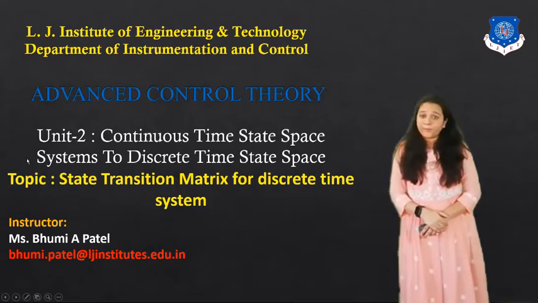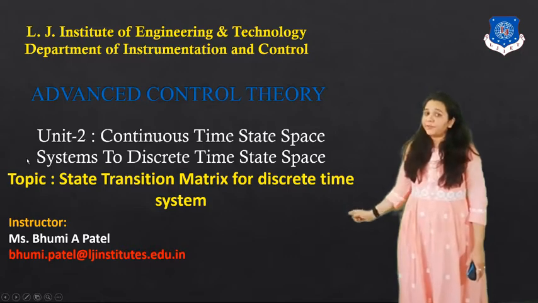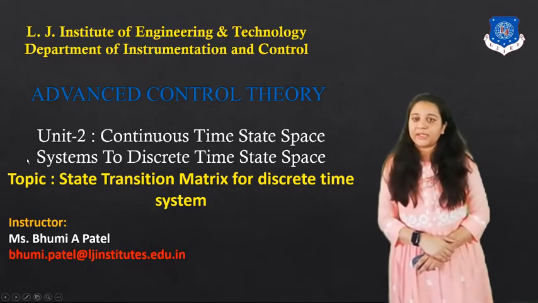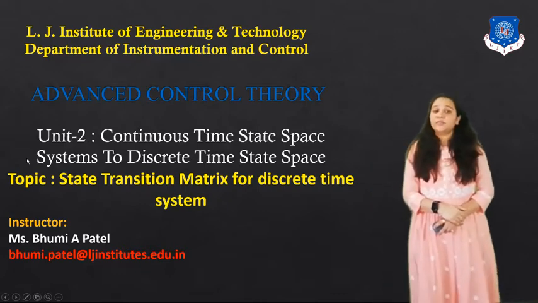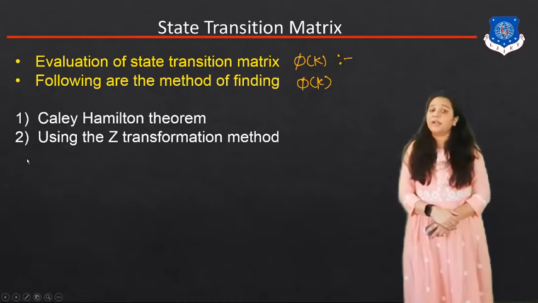Today our topic is the state transition matrix for the discrete time system. In Unit 2, we move from continuous time state space analysis to discrete time state space analysis. First of all, how do we find the value of the state transition matrix? We have already studied this in the last session.